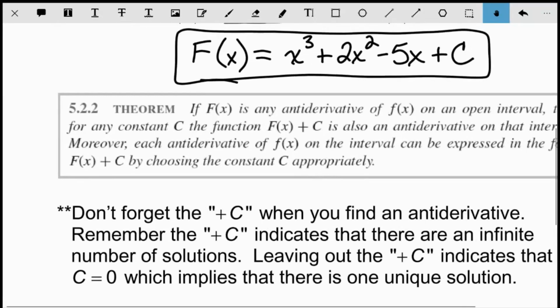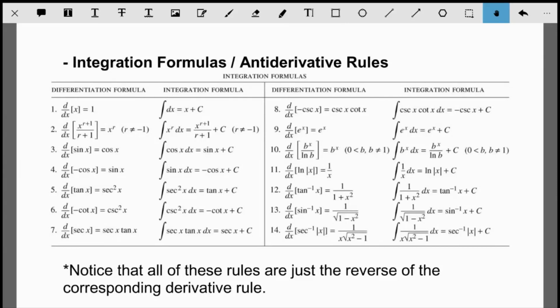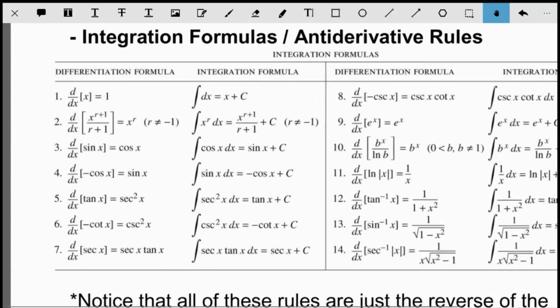Okay, so whenever we do an antiderivative or solve an indefinite integral, we always have to include that plus c because it's the difference between a single solution. If I leave the c out, I'm essentially saying c is 0, so that would be one unique solution. Or if I have the plus c, that's an infinite number of solutions. So it's a really big thing to leave the plus c out. The difference between one solution and an infinite number of solutions is obviously very, very different in terms of the interpretation.